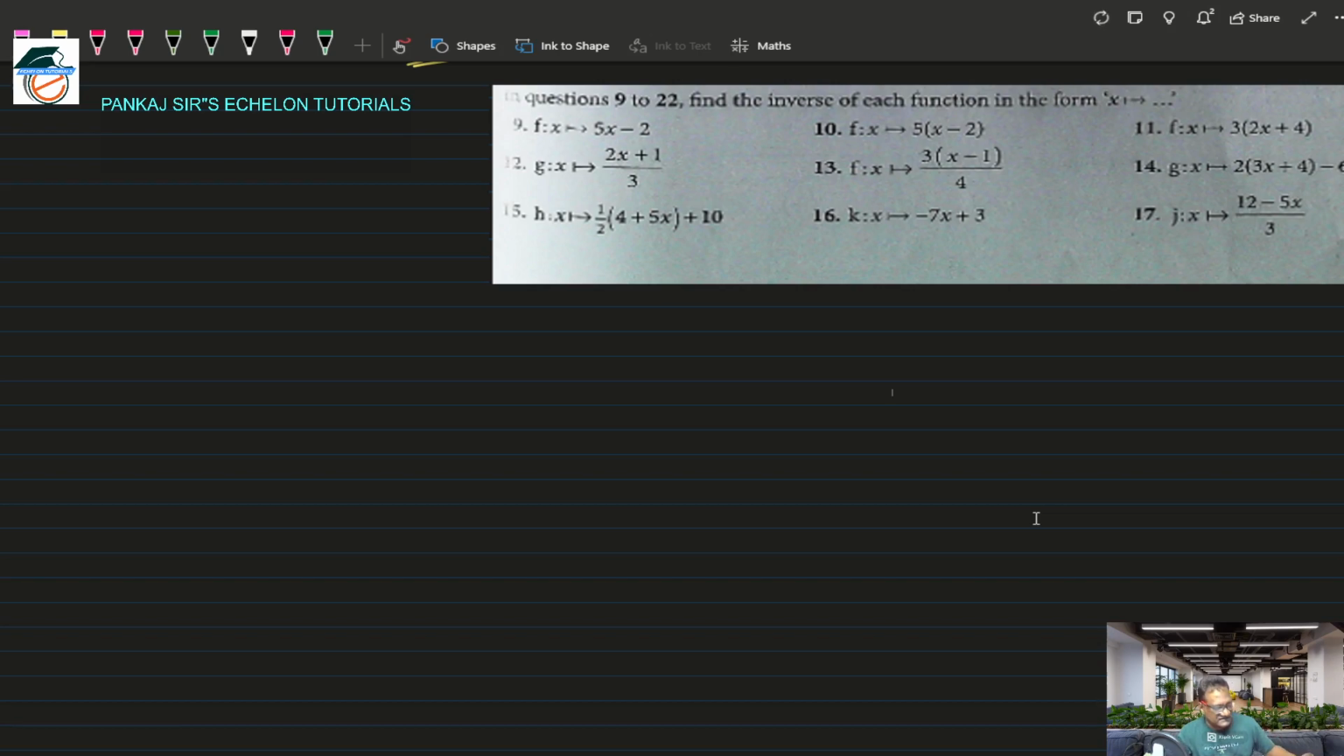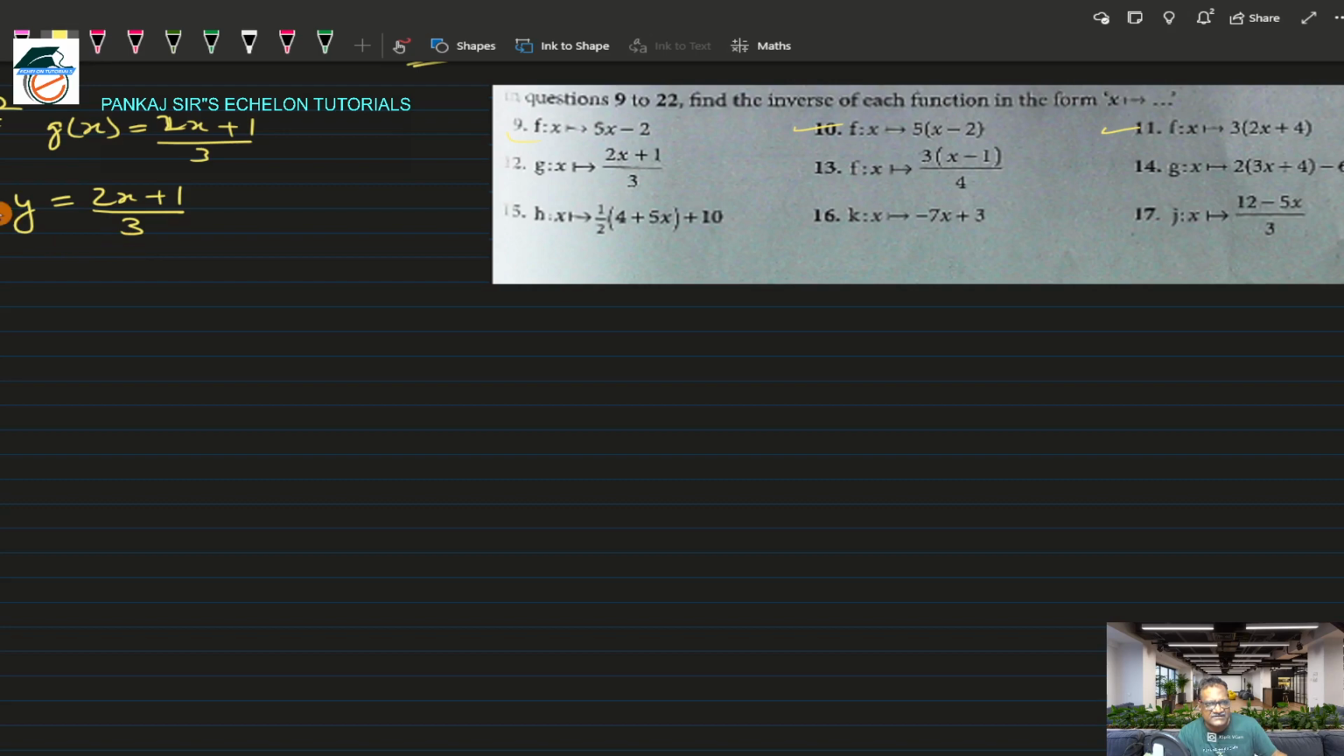So let us start with question number 12. Question number 12 says that g of x is equal to 2x plus 1 upon 3. Now let us take this as y. Y is equal to 2x plus 1 upon 3. Okay. Now we will have to make this x the subject.